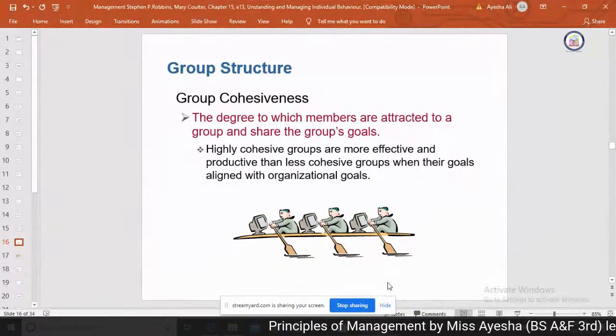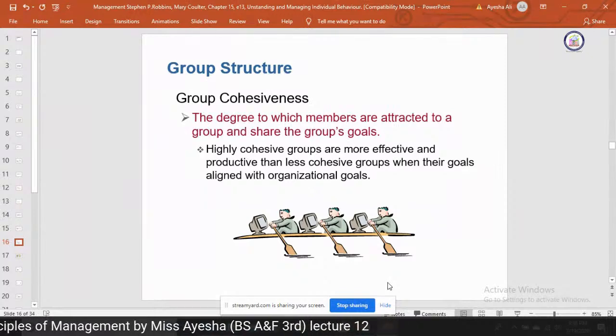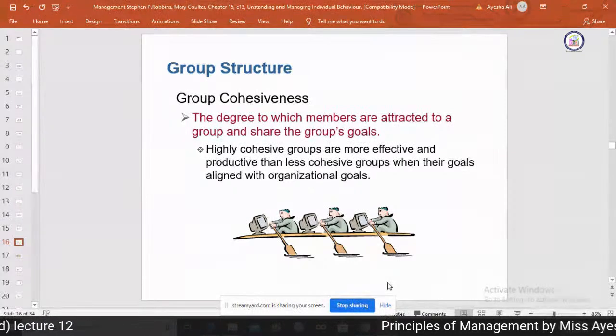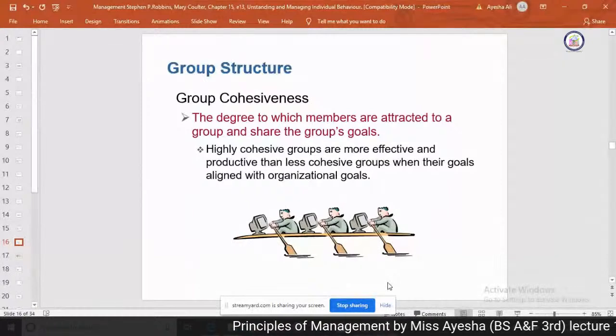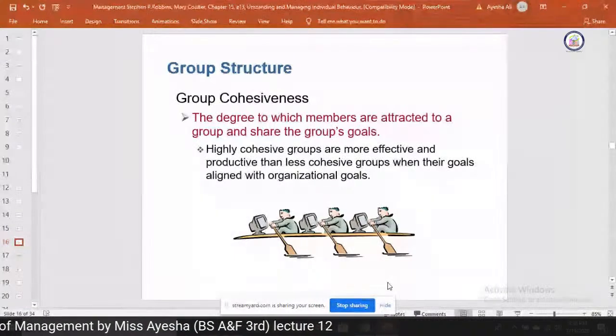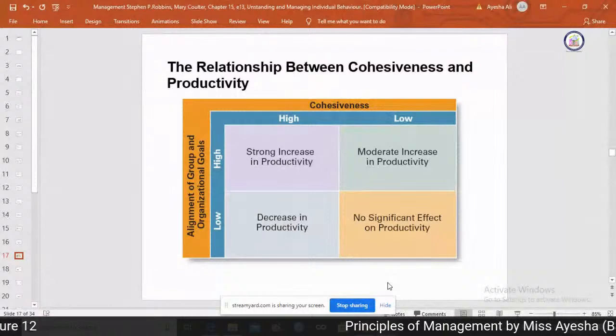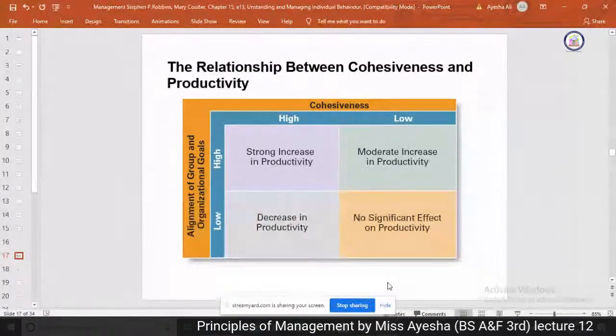High cohesiveness is beneficial for the organization, and it is a good thing because in this way we have high productivity and we achieve our goals more effectively and efficiently. And this is the relationship of cohesiveness and productivity.